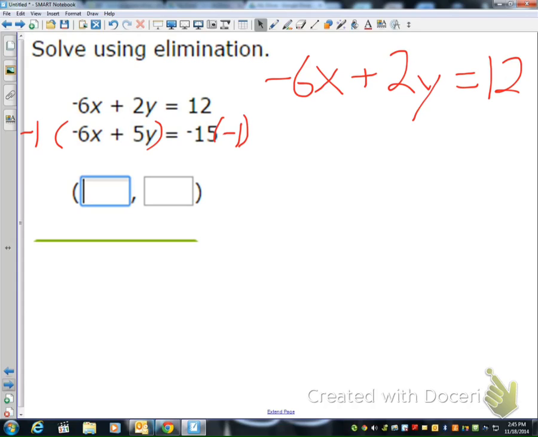But here's the thing about multiplying by negative 1. All it does is change your sign. The numbers all stay the same. So instead of negative 6x plus 5y equals negative 15, it will be positive 6x minus 5y equals positive 15.